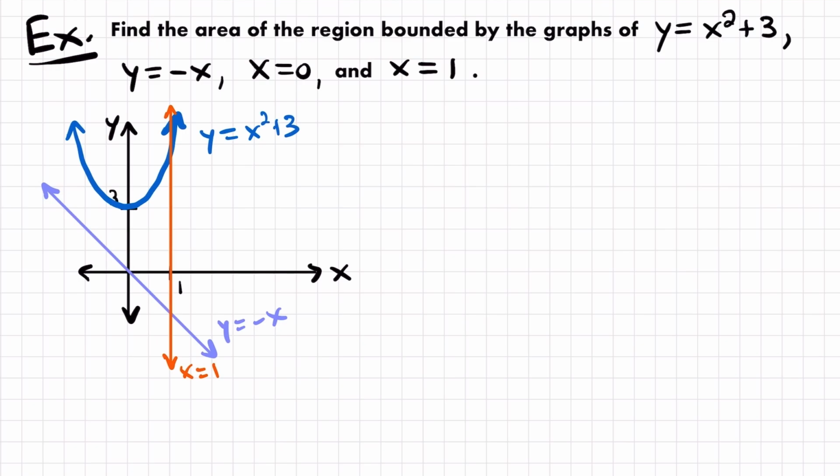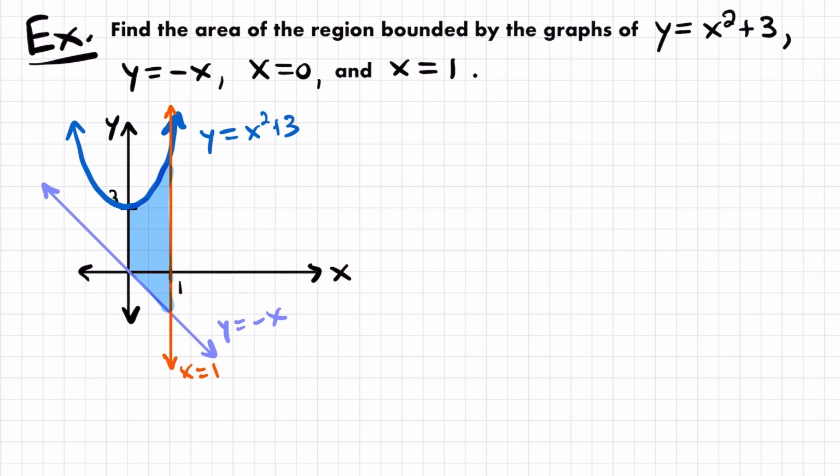And so now we can see that the region that is bounded by these graphs is this shape right in here. Okay, so I'm going to shade in this region. This is the region that we are looking to calculate the area of that lies between two curves, right? It is between y equals x squared plus 3 and y equals negative x. X equals 0 and x equals 1 are simply just our bounds of integration, right? This shaded region lies between x equals 0 and x equals 1.